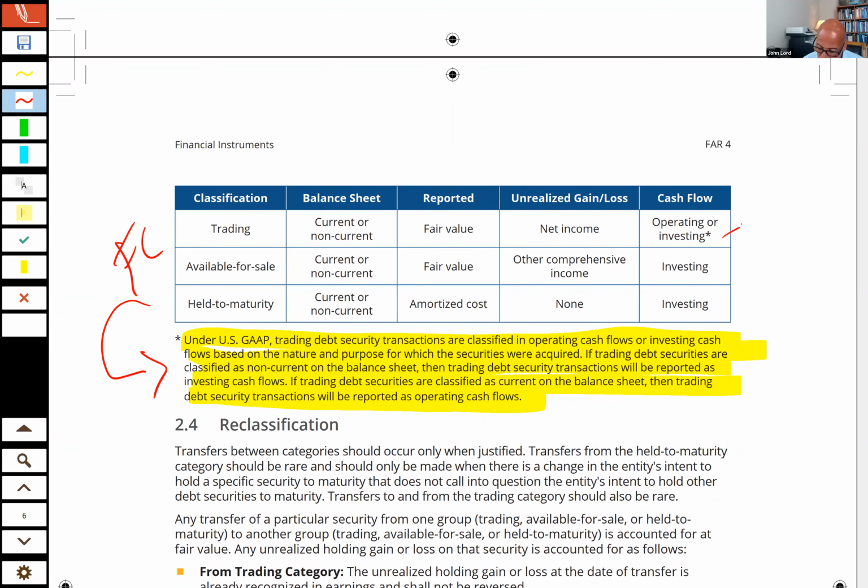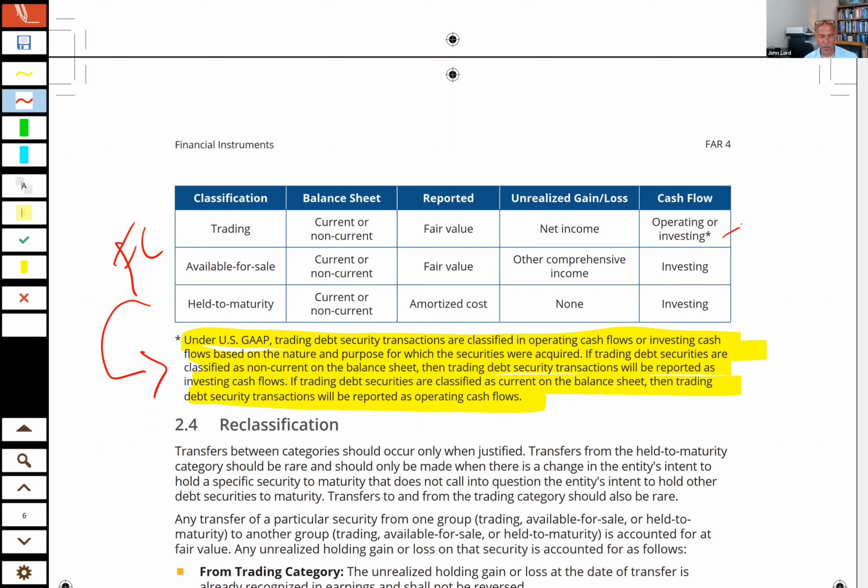This is the problem with the indirect method of the statement of cash flows, because remember, under the indirect method, you start with net income and then you reconcile the cash provided by operations. Well, if you take an unrealized loss on a trading security, because you're carrying that as a current asset, you would have to take that unrealized loss and do what? Add it back to net income to get to cash provided by operations, right? Because it reduces your net income. Meanwhile, it didn't use any cash.